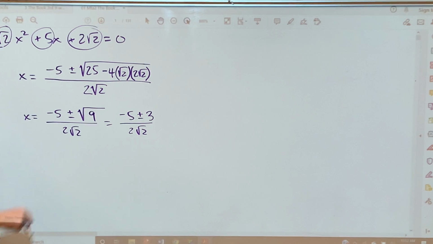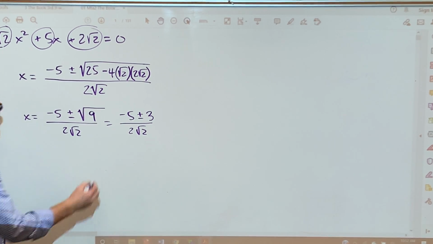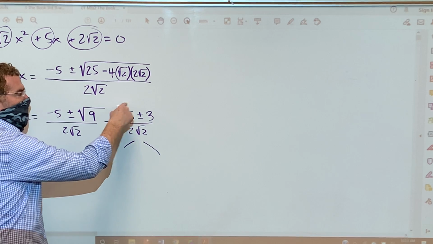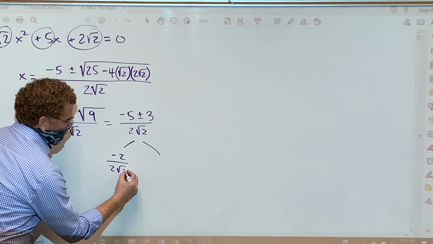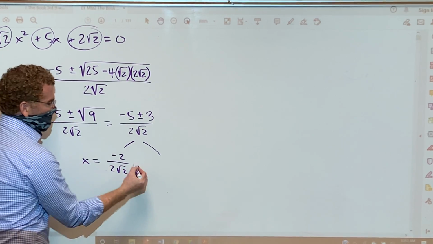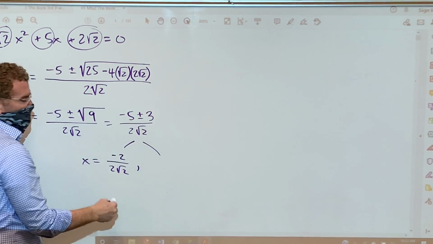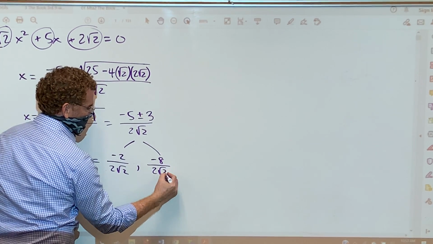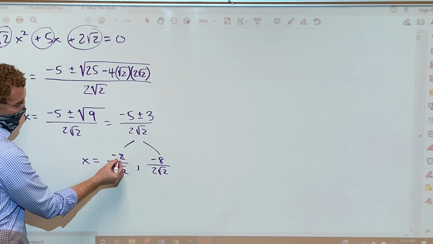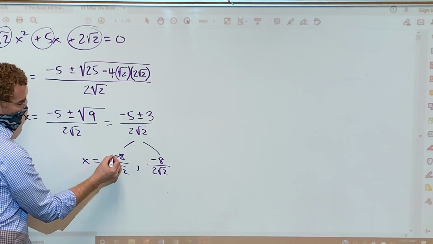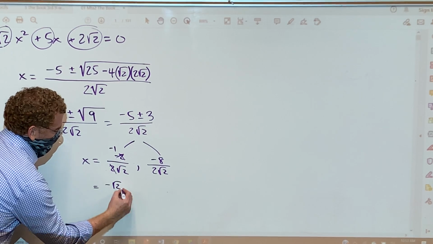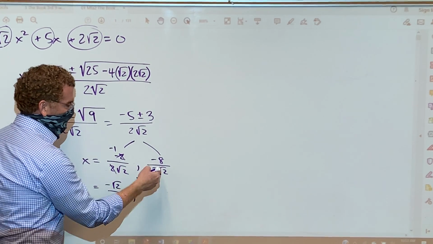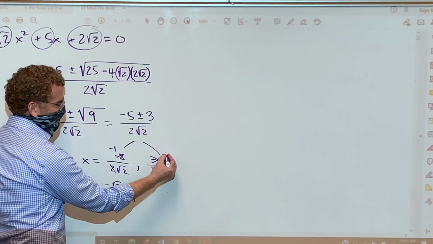Now, that's 2 answers, and I can probably clean them up. So at this point, I'm going to rewrite that as negative 5 plus 3, which is negative 2 over the 2 root 2. And I'm going to clean that up in a second. But it could also be negative 5 minus 3, which is negative 8 over the 2 root 2. So yes, I can definitely cancel a 2 out, which gives me negative 1. But how do I rationalize that? So if I multiply the top and the bottom by root 2, I get negative root 2 over a regular 2. And then right here, I can definitely cancel that 2, and that negative 8 gives me a negative 4.